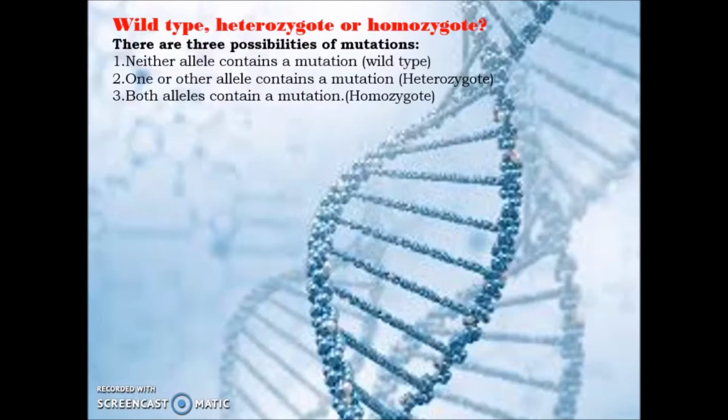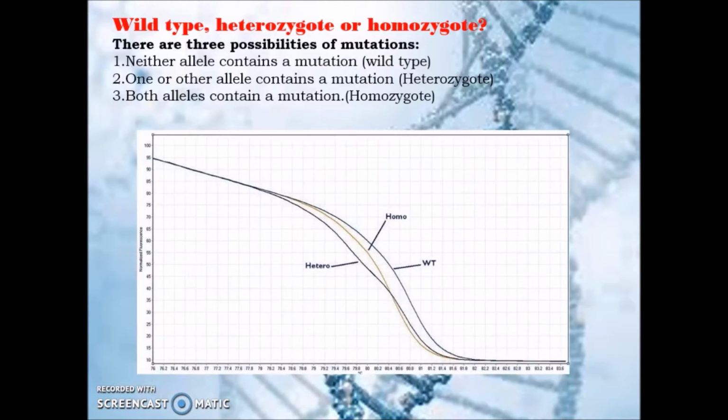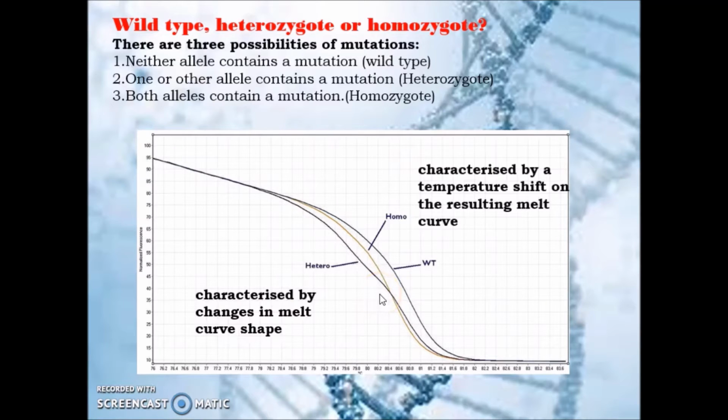Mutation is a permanent alteration of the nucleotide sequences in an organism. There are three possibilities of the mutation. It can be that neither allele contains a mutation, which is known as wild type, or one or other allele contains a mutation, which is known as heterozygote, or both alleles contain a mutation, which is known as homozygote. Heterozygote mutation is characterized by changes in the melt curve shape. The homozygote mutation is characterized by a temperature shift on the resulting melt curve.